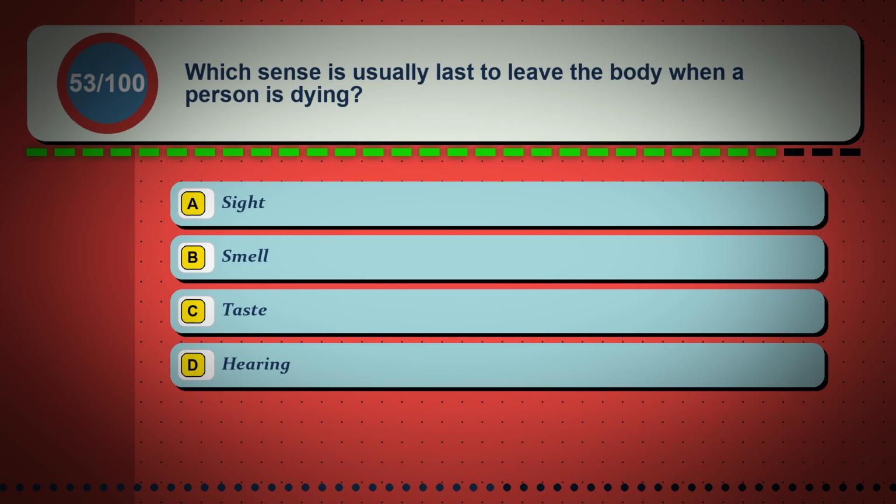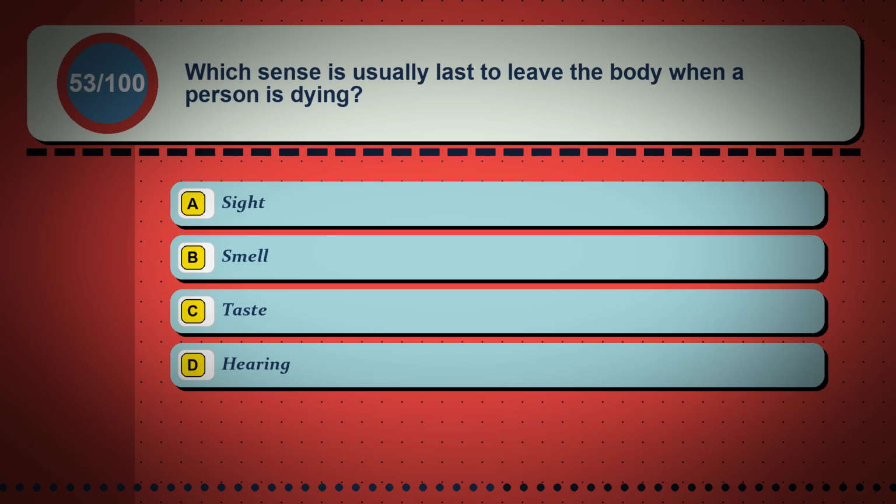Question 53. Which senses usually last to leave the body when a person is dying? Option A, sight. Option B, smell. Option C, taste. Option D, hearing.